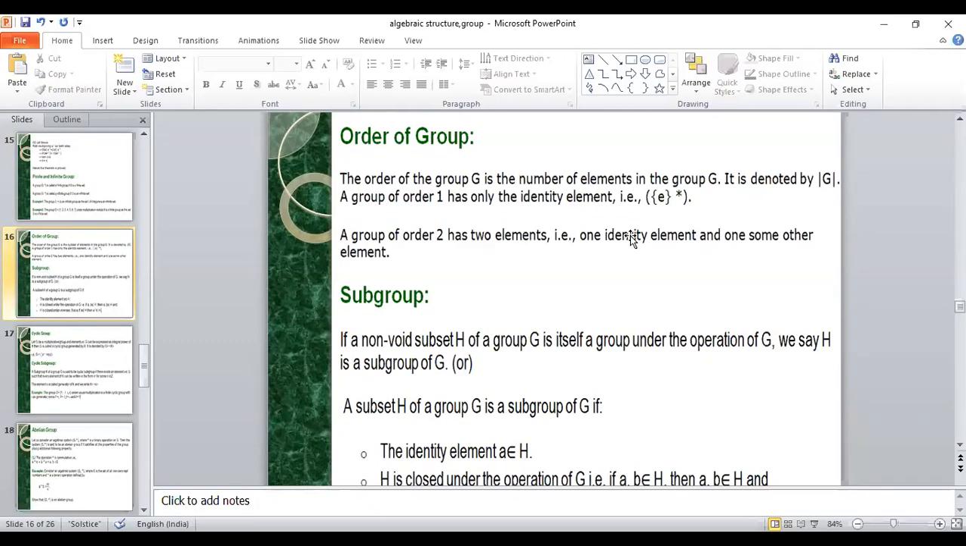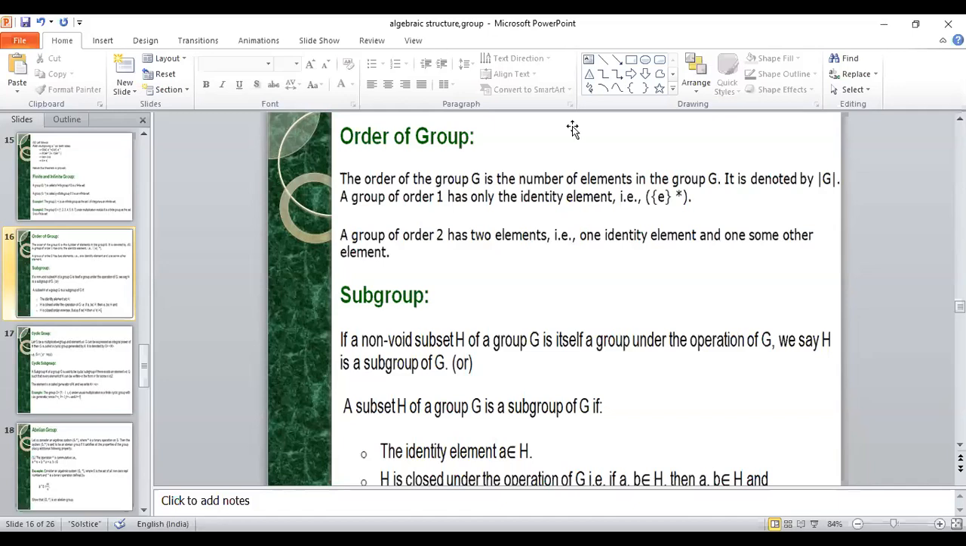The properties are the closure property. So what is the closure property? If a, b belong to G, then a star b also belongs to G. So here star is a binary operation defined on the given non-empty set G. Second, the associative property: if a, b, c belong to G, then (a star b) star c is equal to a star (b star c).